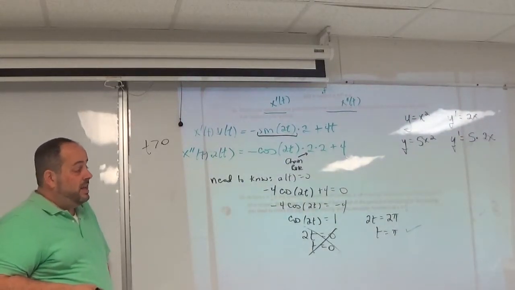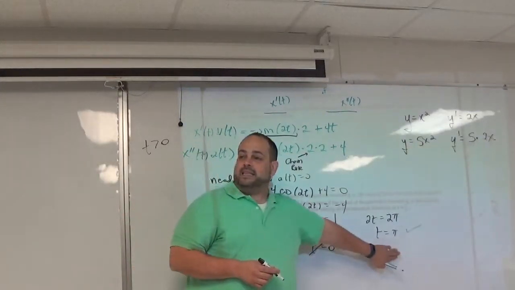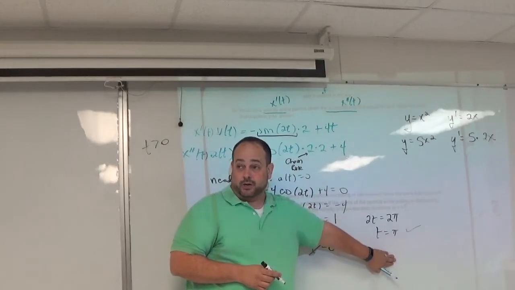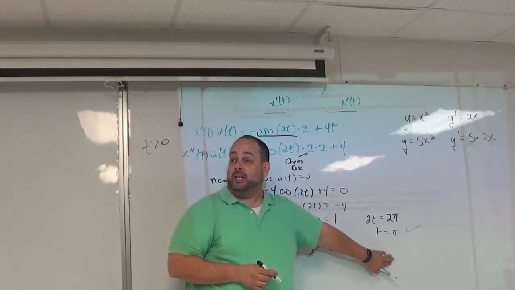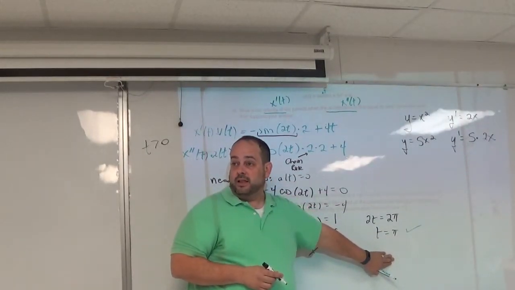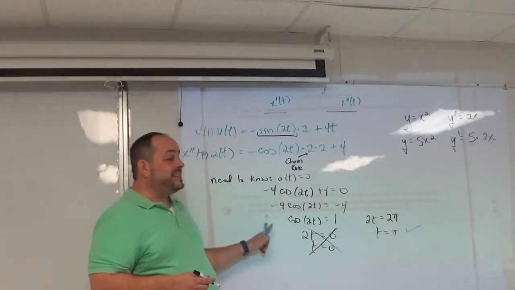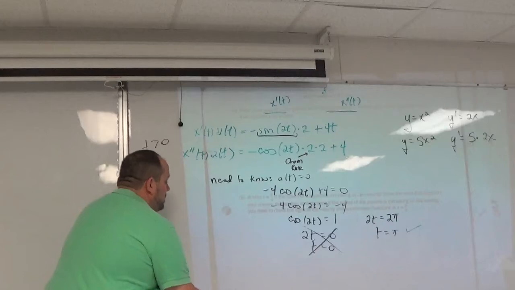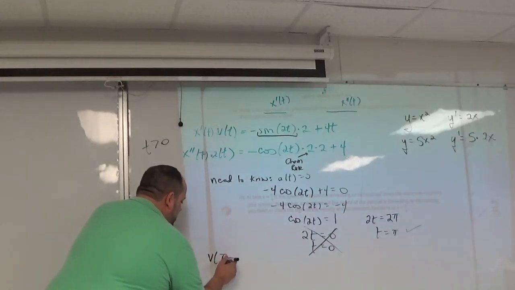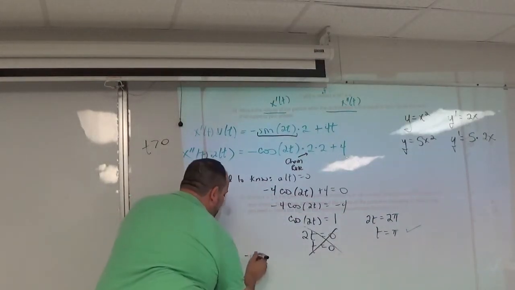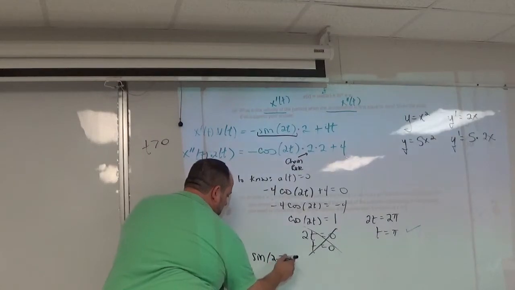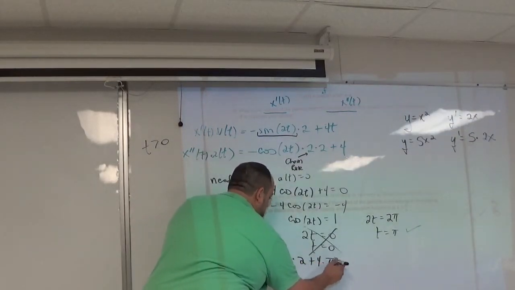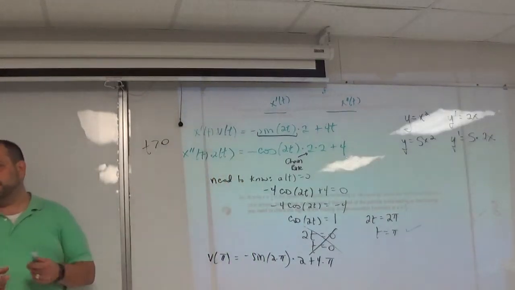This is when the acceleration is equal to 0, but this isn't the question I'm trying to answer. What's the question I'm trying to answer? Plug that t into the velocity. I want the velocity when this happens. The velocity is going to be negative sine of 2 times pi times 2, plus 4 times pi.